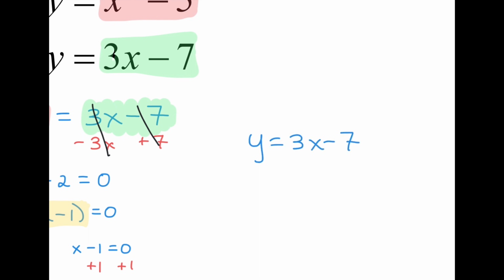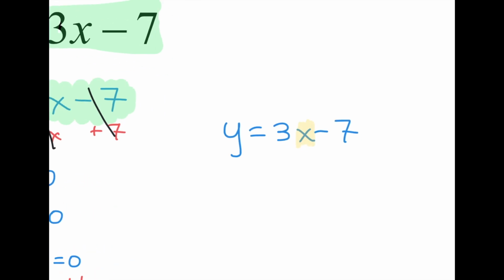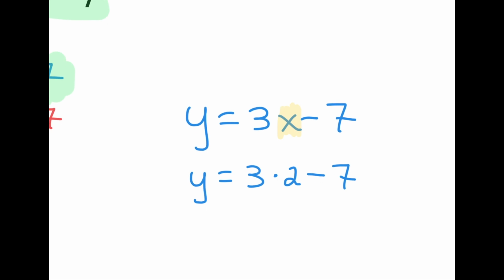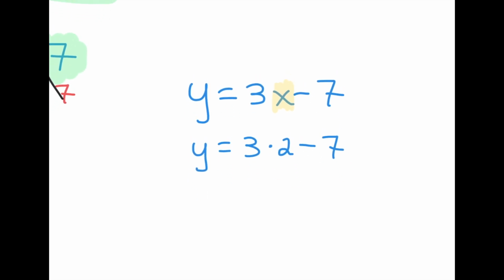And my first x value was positive 2. I'm going to replace this x with a positive 2 and simplify that. So y equals 3 times 2 minus 7. Plug that into Desmos, and you should get y is equal to negative 1.